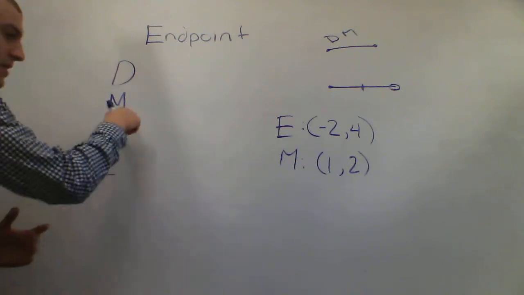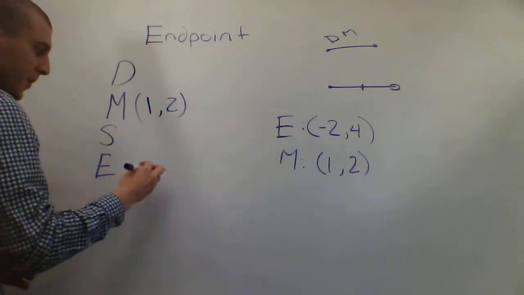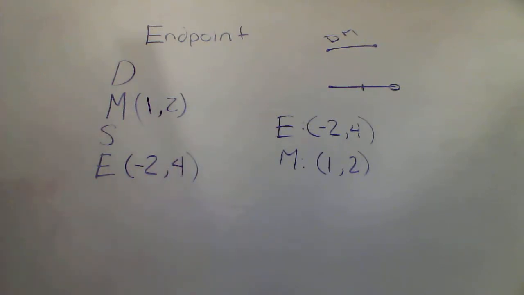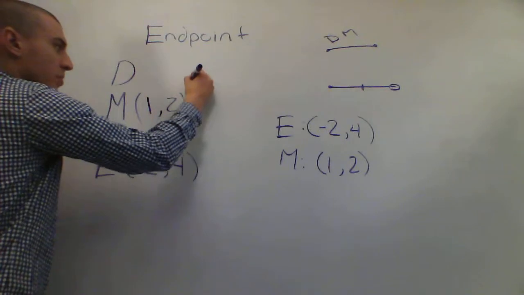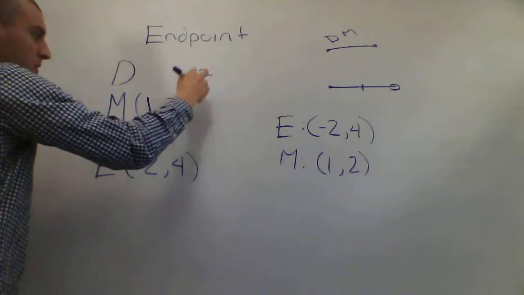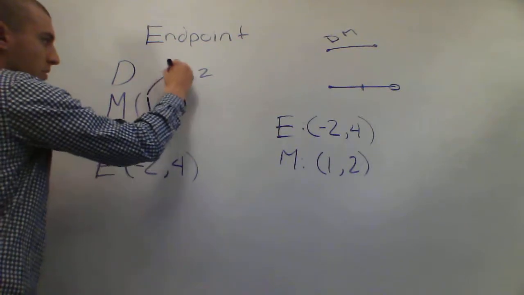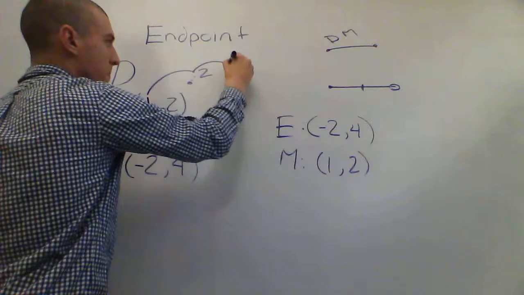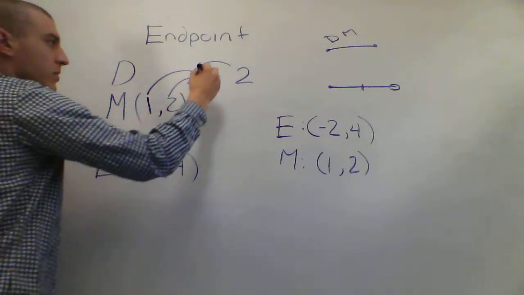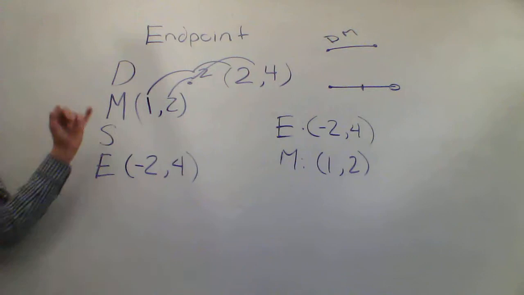I fill in my information. Our midpoint, we have it over here: 1, 2. My endpoint, right over here: -2, 4. So double. To double something means to multiply it by 2. So 1 times 2 equals 2, and 2 times 2 equals 4. So guys, right there, that is our doubled midpoint.